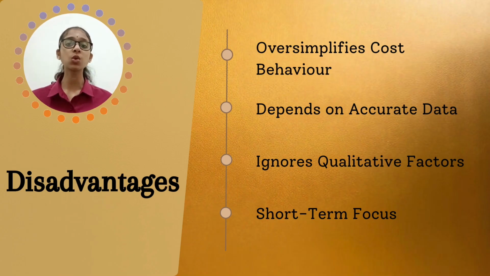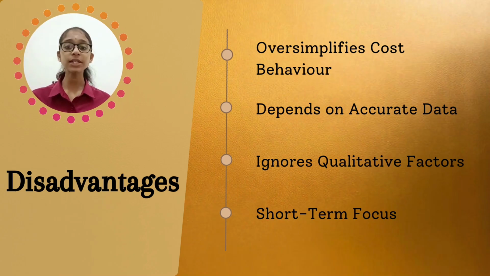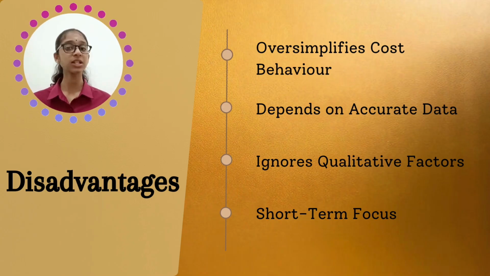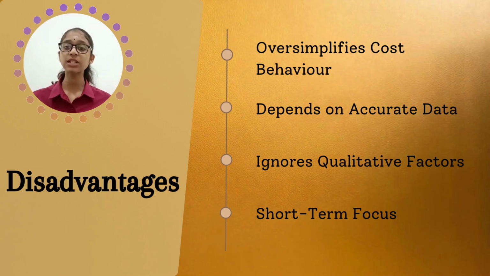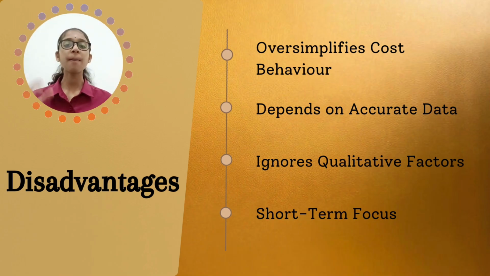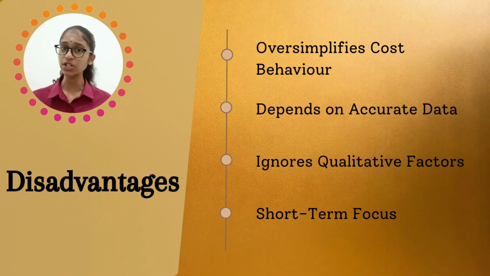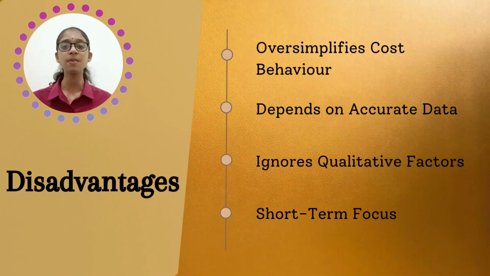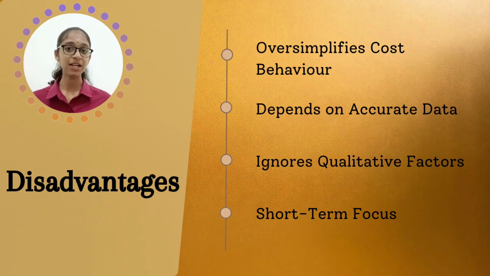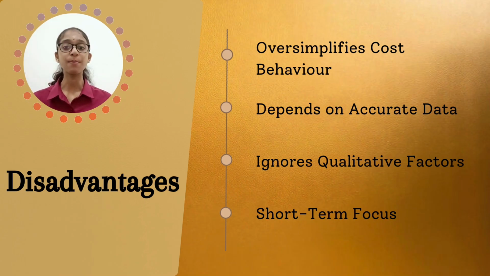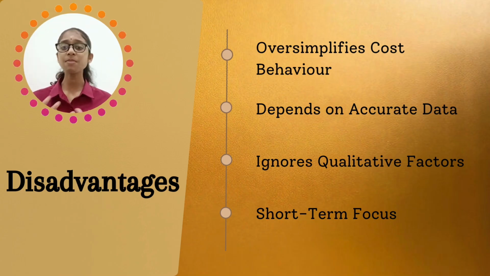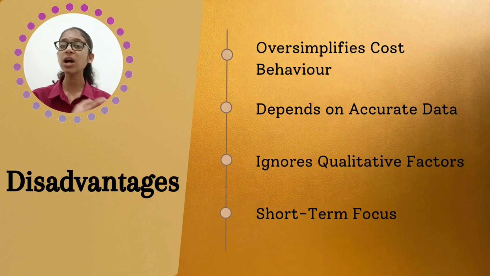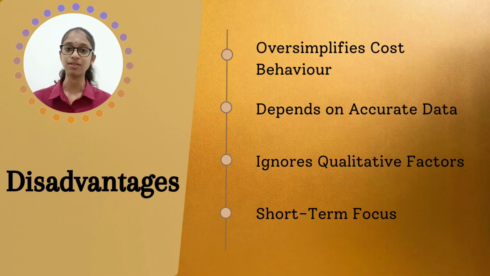Furthermore, TPAR ignores qualitative factors. The ratio focuses mainly on quantitative measures such as throughput, cost, and bottleneck time, while non-financial factors are not taken into account. Important aspects such as customer satisfaction, product quality, employee morale, and brand reputation cannot be measured through TPAR. As a result, a product with a high TPAR may appear attractive financially, but it may not necessarily contribute to the company's long-term success if these qualitative factors are negatively affected.